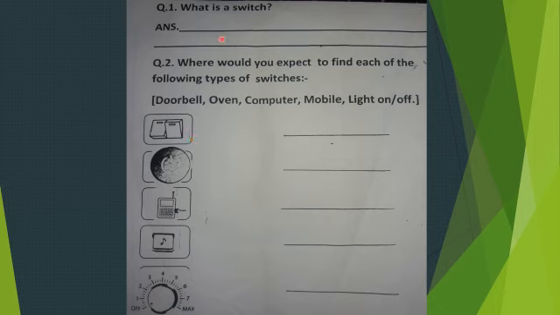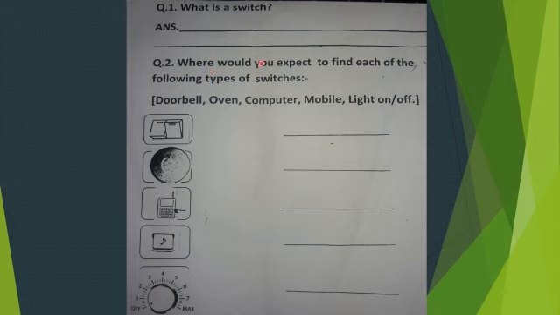Once more, what is a switch? Something that can break the flow of electricity in a circuit.